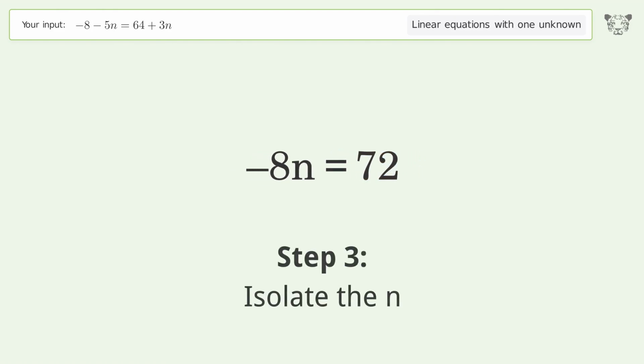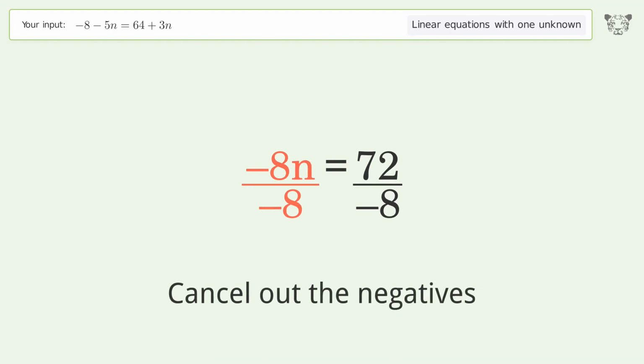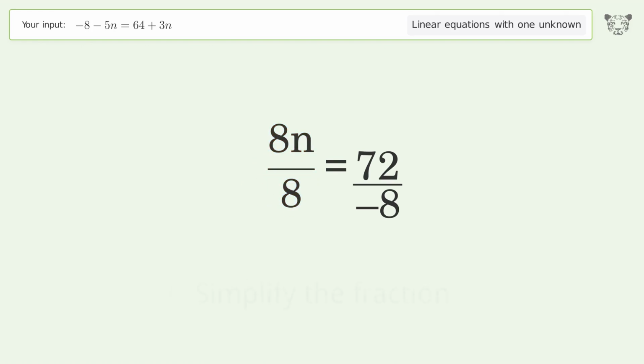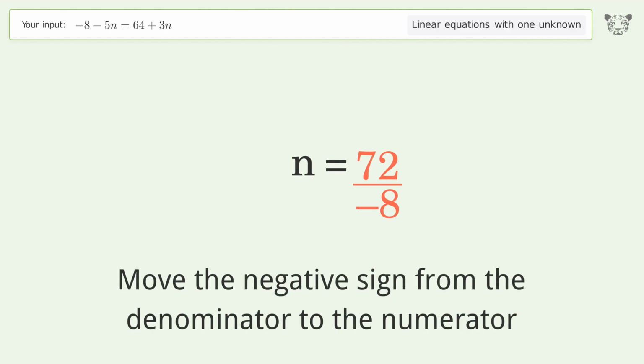Isolate the n. Divide both sides by -8. Cancel out the negatives. Simplify the fraction. Move the negative sign from the denominator to the numerator.